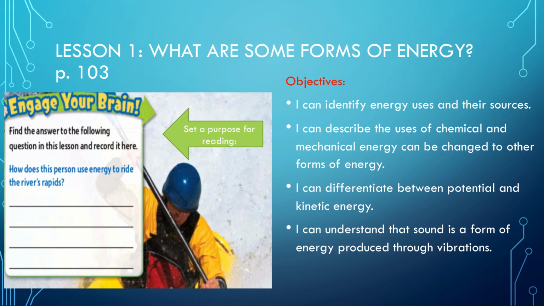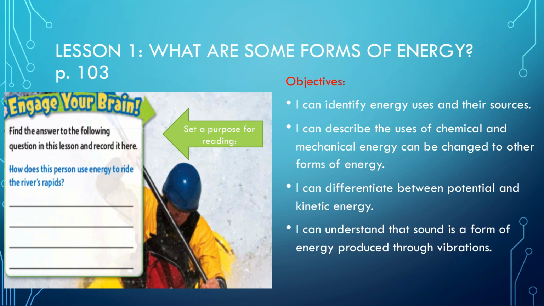Look at page 103. Objectives. I can identify energy uses and their sources. I can describe how chemical and mechanical energy can be changed to other forms of energy. I can differentiate between potential and kinetic energy. I can understand that sound is a form of energy produced through vibrations.